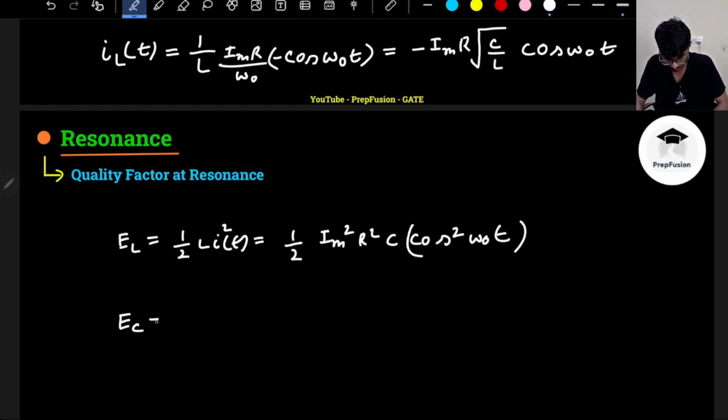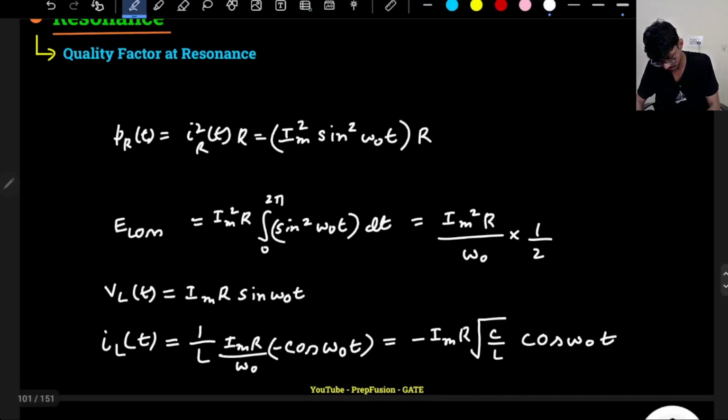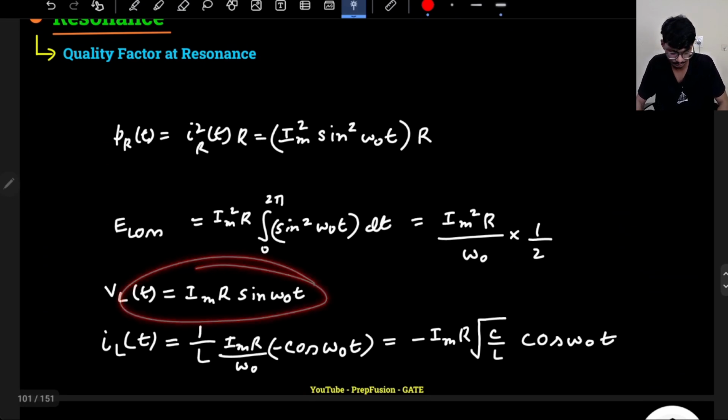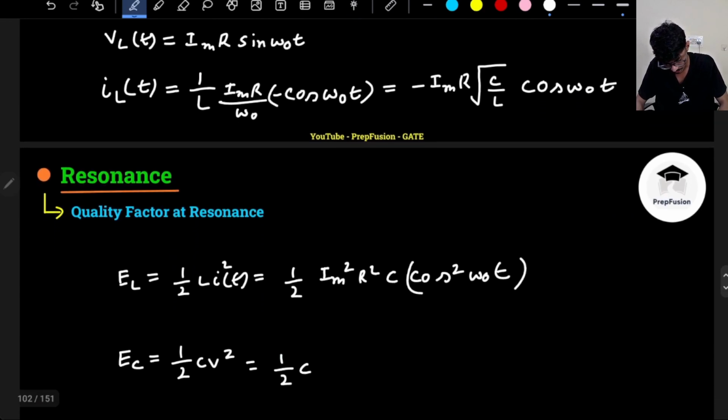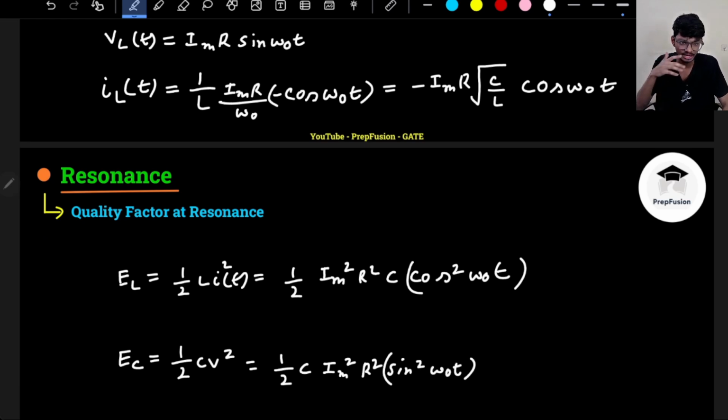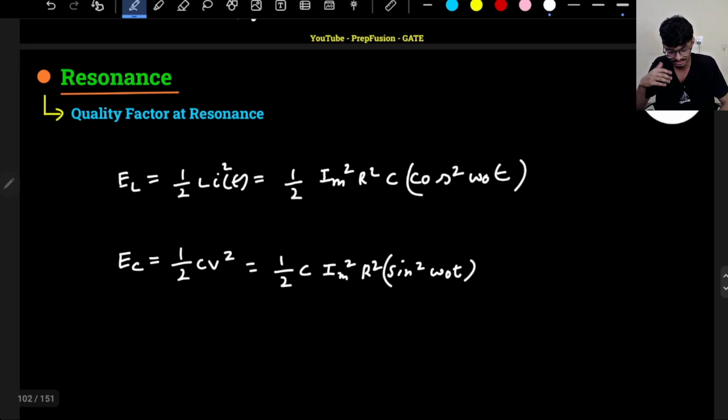What about the capacitor? It is half C V square, right? I already know the voltage. Voltage is this, the same, as it is a parallel circuit. So it will be half into C into V square, which is Im square R square sine square omega naught t. So same, right? Whatever we got in the series resonance circuit, the same kind of thing we are getting.